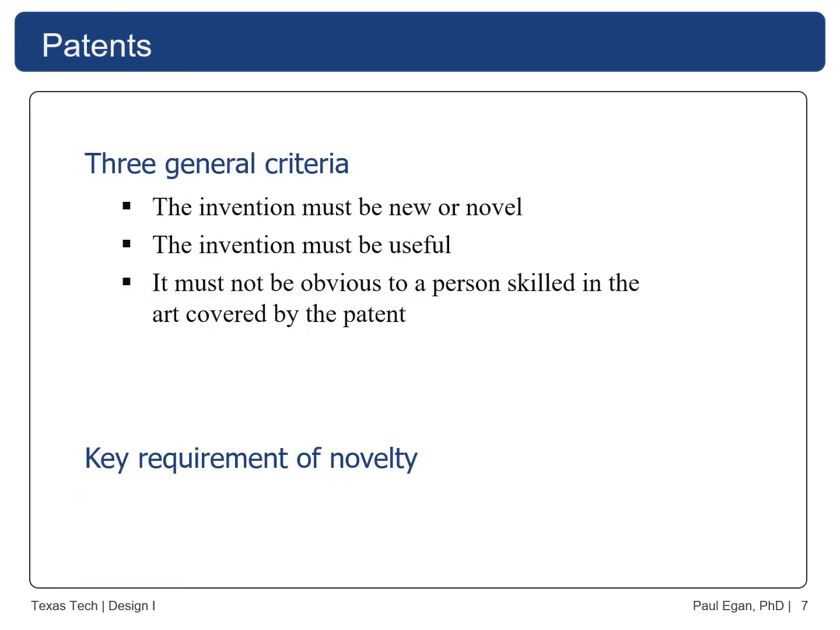We'll also be doing patent searches to solve our problem and compare designs. So patents are a form of intellectual property that protect an invention. The invention must be new or novel, it must be useful, and it shouldn't be obvious to a person skilled in the art covered by the patent. And so intellectual property and patents are done generally so that you can protect an idea.